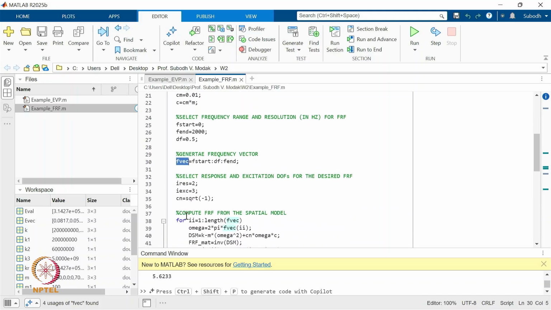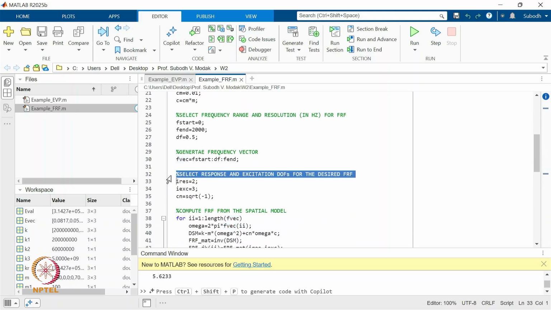Now, we compute the frequency response function. For that, first we define the response degree of freedom and the excitation degree of freedom. So, res I am calling as the response degree of freedom 2, exc I am calling as the excitation degree of freedom 3, and then Cn is the complex number, square root of -1. So I like to always specifically name it with a different variable.